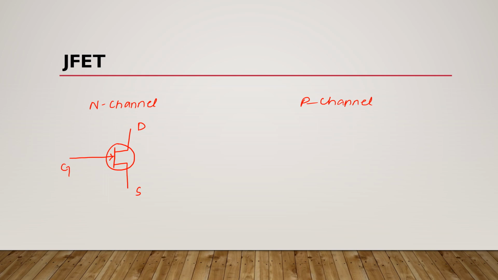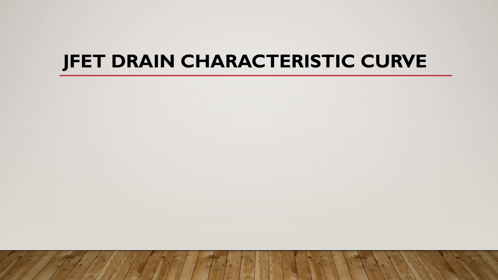Now, what is the symbol of the P-channel JFET? It is like this. The arrow is like this. This is gate, this is drain, and this is source. So these are the symbols of N-channel and P-channel junction field effect transistors. Now we will understand the JFET drain characteristic curve.